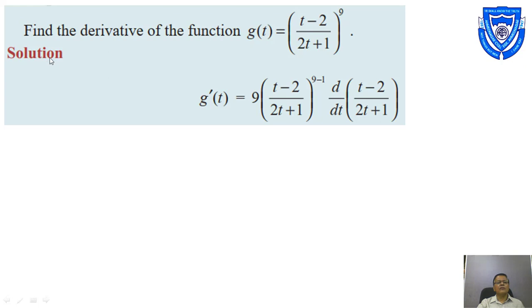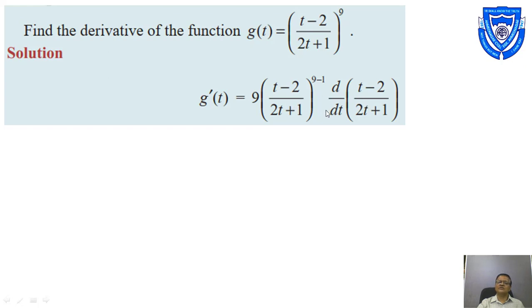Now next sum. Find the derivative of the function g of t. The variable t is used in place of x. G of t is equal to t minus 2 upon 2t plus 1 raised to 9. So this problem is of the type u raised to 9. The derivative of u raised to 9 is 9 u raised to 9 minus 1, that is 8. 9 u raised to 8 into derivative of u. So here I have used the chain rule.